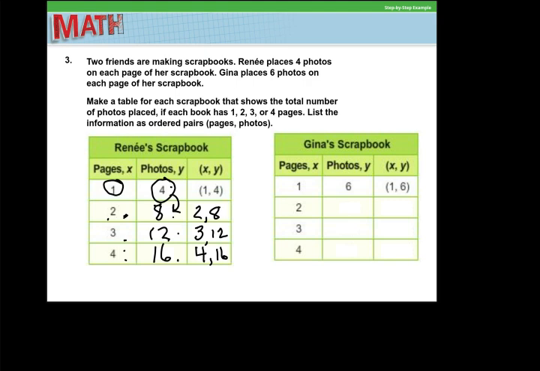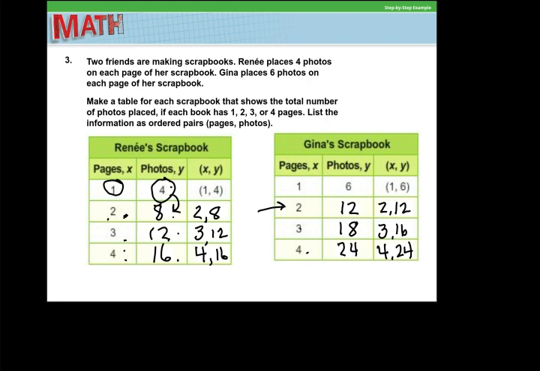So now we're going to continue this pattern. For every 1 page, there are 6 photos. For every 2 pages, there are 12 photos. So we're going to keep the trend going. If there are 3, there are going to be 18. If there are 4, there are going to be, we had a brain fart, 24. And now we do the ordered pairs. We just move straight across for these: 2, 12, 3, 18, 4, 24.